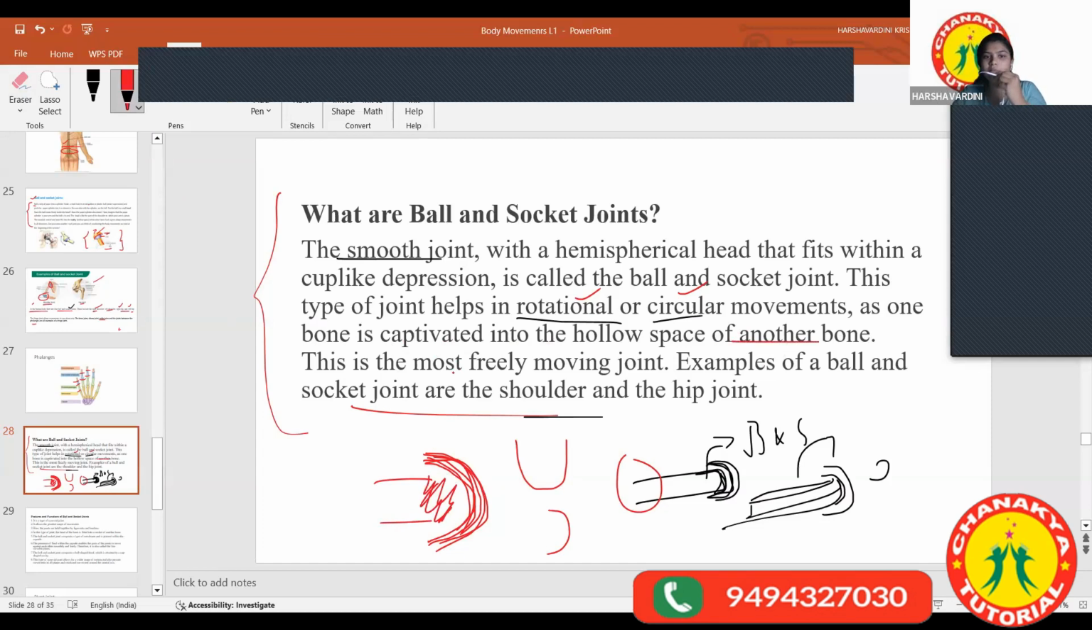Yes. This is the most freely moving joint. Is it correct? Yes, ma'am. Most freely moving joint. You don't have to worry. I can't move this way, I can move like this. I can move up, I can move back. Everywhere I can move. Freely moving.